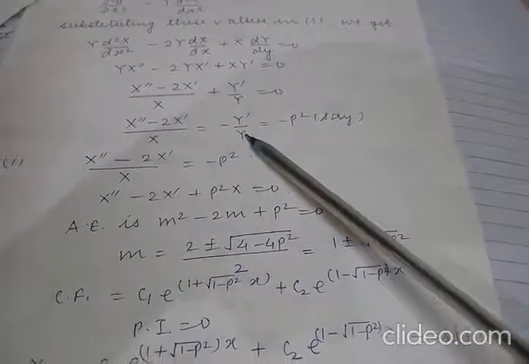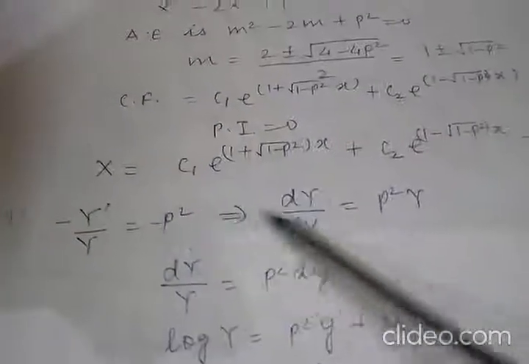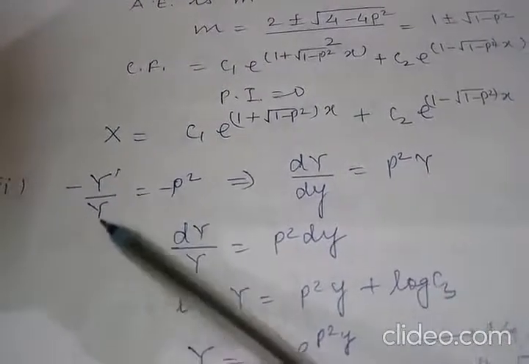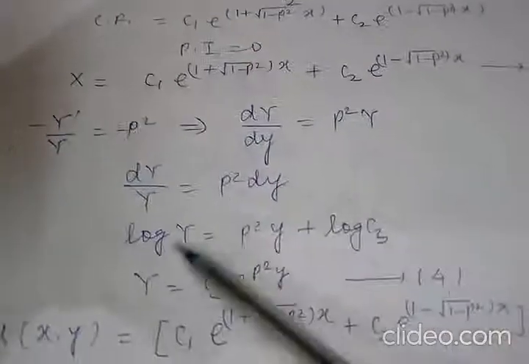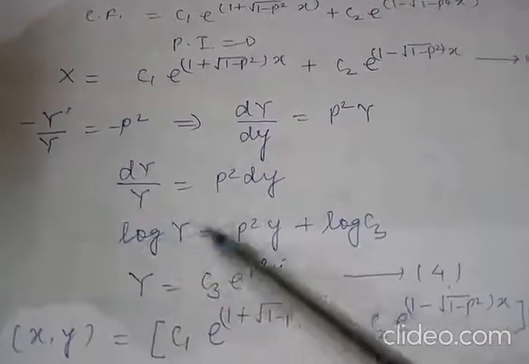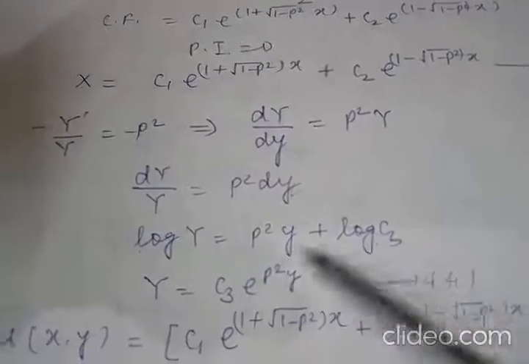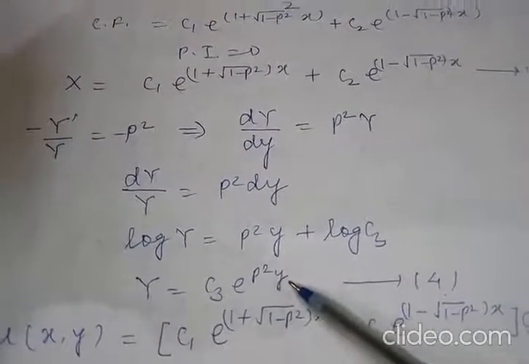Now we will go for the second part. Minus capital Y dash upon Y is equal to minus p square. This will be solved. Here dY upon dy is equal to Y into p square, minus minus cancelled. So dY upon Y is equal to p square dy. This will give log Y is equal to p square y plus log c, we will use as a constant. Now the solution is Y is equal to c3 e to power p square y.